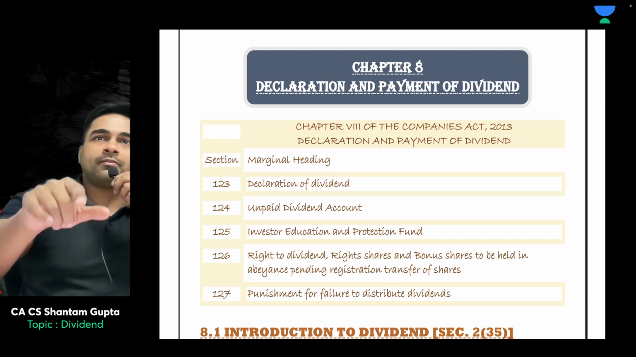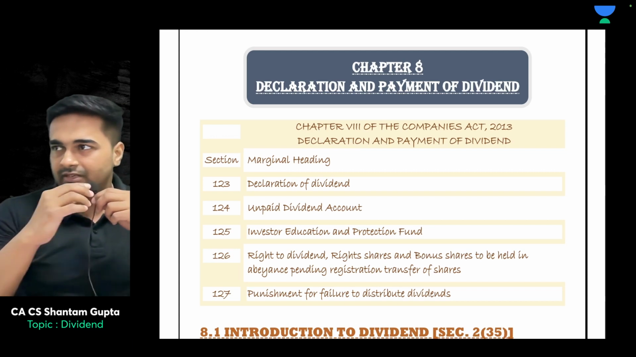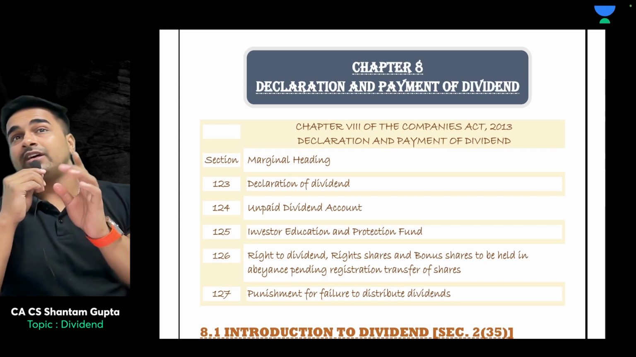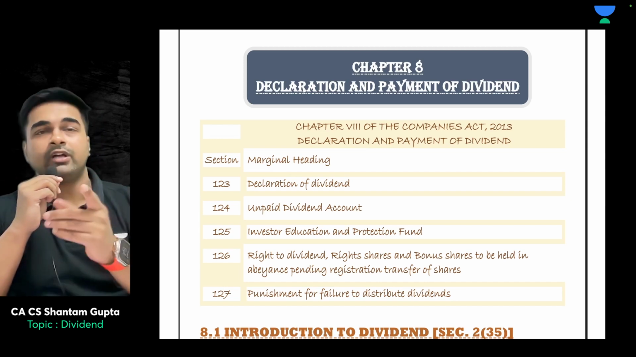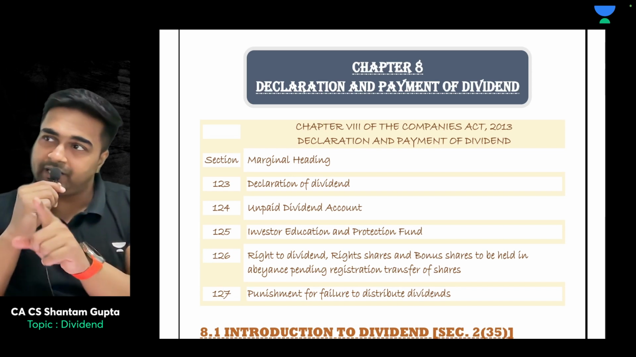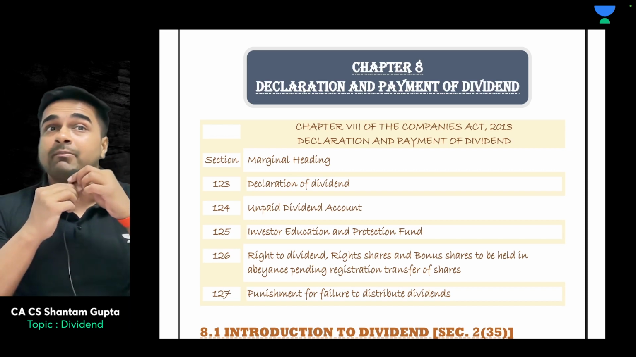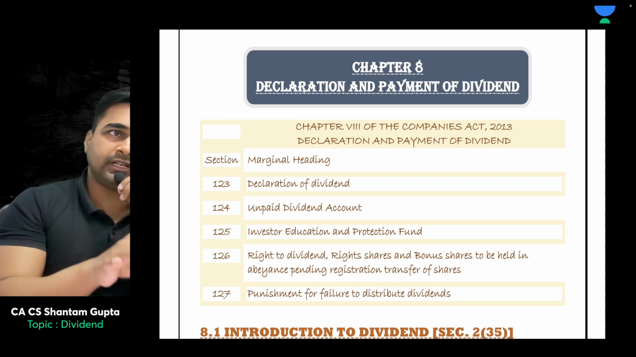In this OR, members can reduce the dividend percentage, reject the dividend, but they cannot increase the rate of dividend. That is not allowed. When it is declared by the board, it is known as proposed dividend because the board has proposed it. When it is agreed by the members in the meeting, it is known as declared dividend because now this is a liability.